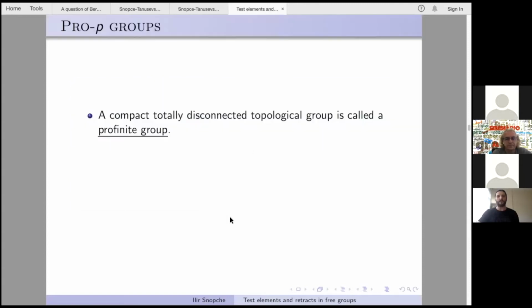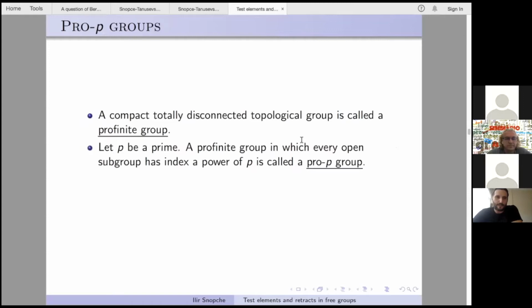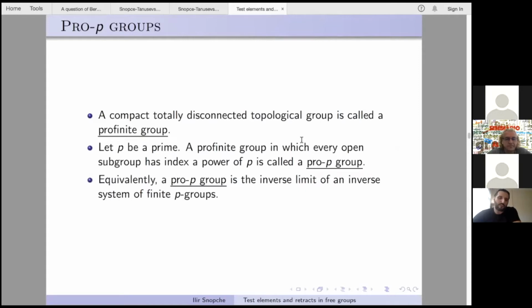So let us recall briefly. A compact totally disconnected topological group is called a profinite group. Okay? And given a prime p, a profinite group in which every open subgroup has index a power of p is called a pro-p group. And equivalently, a pro-p group is the inverse limit of an inverse system of finite p-groups. And the same holds for profinite groups. A profinite group is the inverse limit of an inverse system of finite groups.